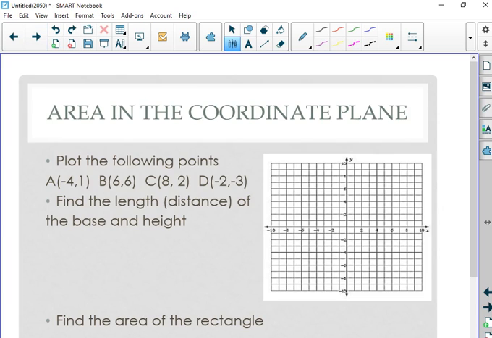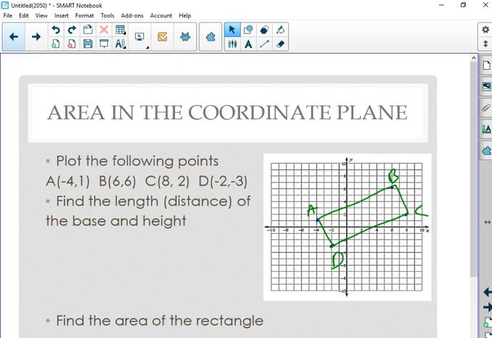So here we go, negative 4, 1, 6, 6, 8, 2, negative 2, negative 3. So negative 4, 1 is A, B, C, D. Now since this one is tilted, we are going to have to do the distance formula for all 4. So I'm going to go to a new page, and I'm going to just work out the problems and then come back to the video.